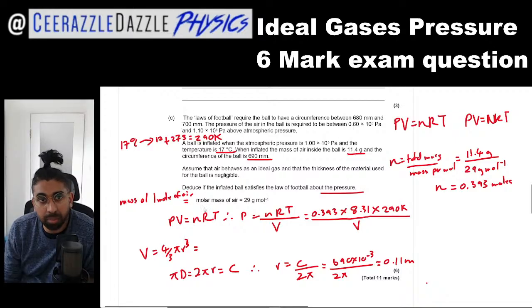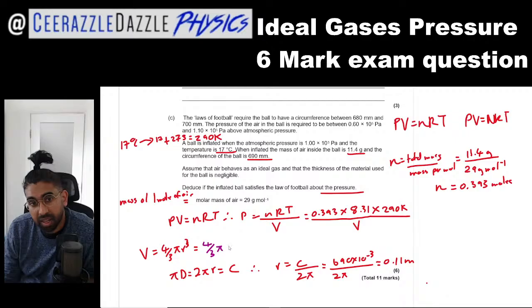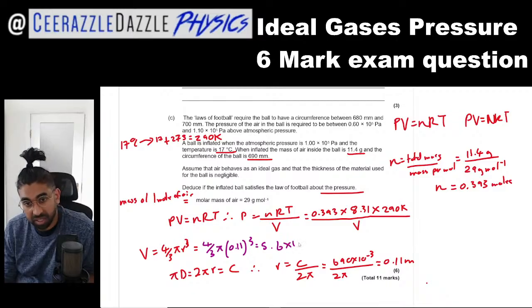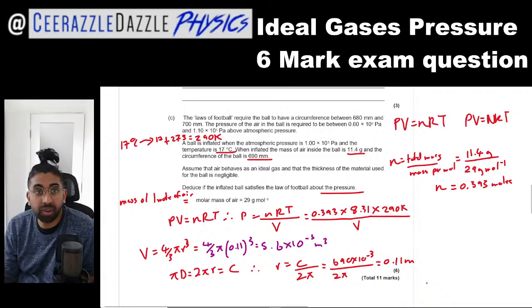I'm just going to change the color of the pen so kids don't get confused. So 4 over 3 pi open bracket r 0.11 cubed over here. So it's going to be equal to 4 divided by 3 times by pi times by 0.11 close bracket to the power of 3 over here. I'm getting 5.6, let's just round it over here, times by 10 to the minus 3 meters cubed. Excellent. So then finally we've now got the volume.